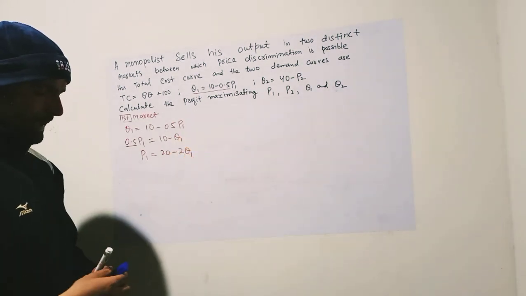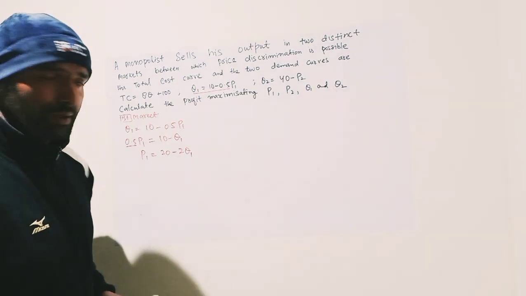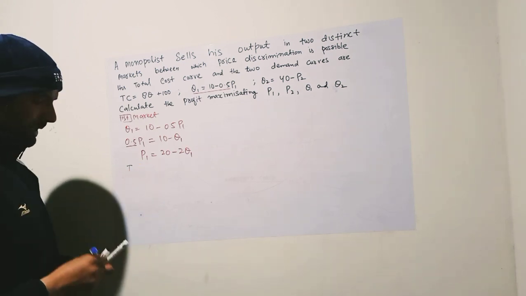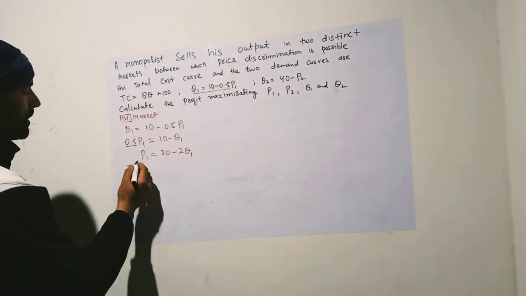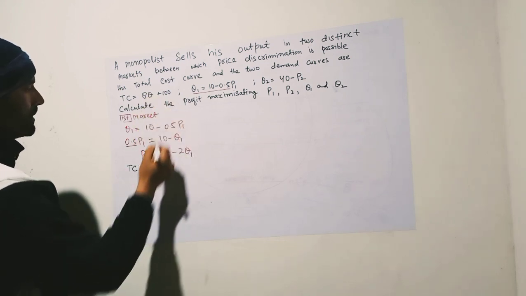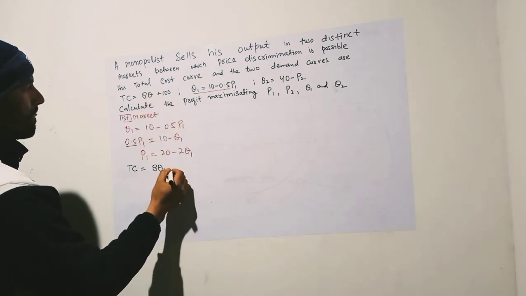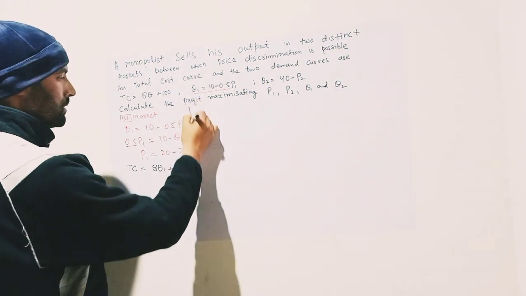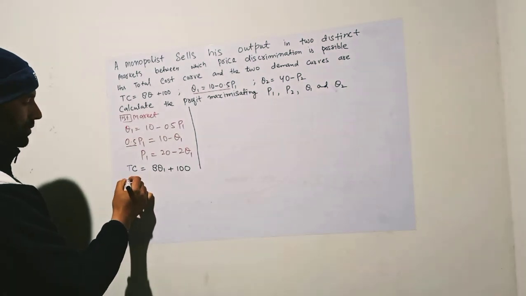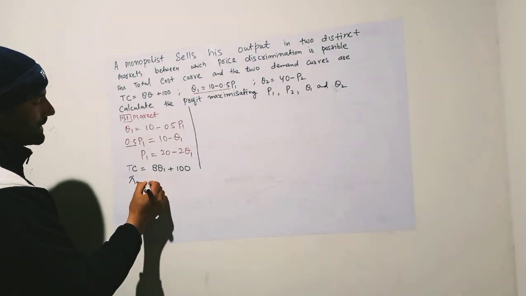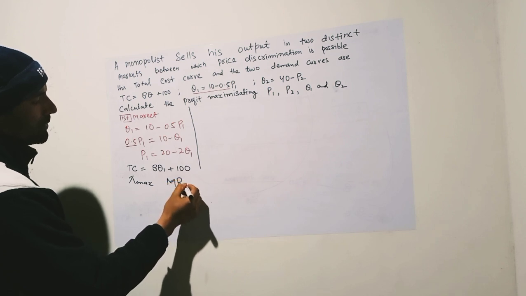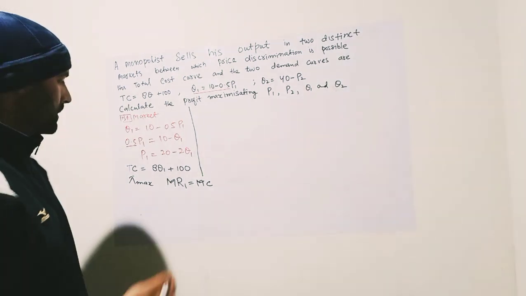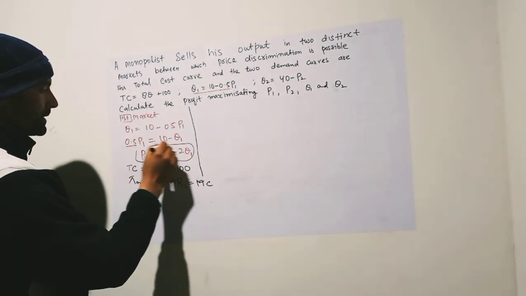Okay, and what is the total cost being given to us? Total cost is being given as 8q1 plus 100. Profit maximization requires, as we know, that marginal revenue in the first market should be equal to the marginal cost. That means we need to calculate the marginal revenue. This is our inverse demand function.